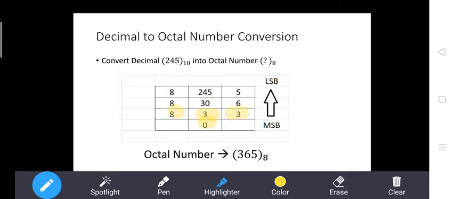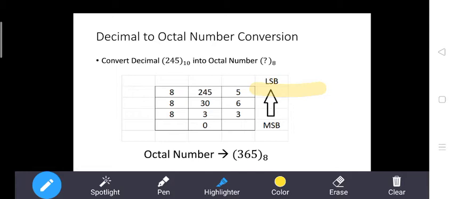So whatever the remainders I get, 5, 6, 3, I write the octal number always from MSB to LSB. So my octal number is 365.